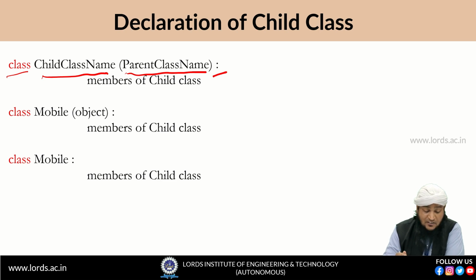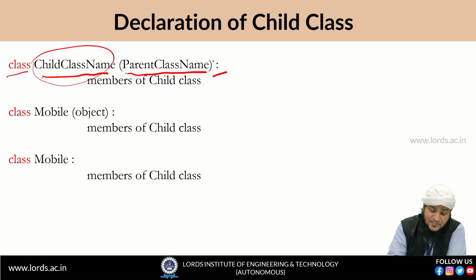If you go for Java, we use the extends keyword. Those who know Java or C++ have to specify the access specifier, public class, then the child class name, then extends, then the class name of our parent class. But in Python it is very simple: the class keyword once, then the child class name, then in parentheses the parent class name, then the colon.